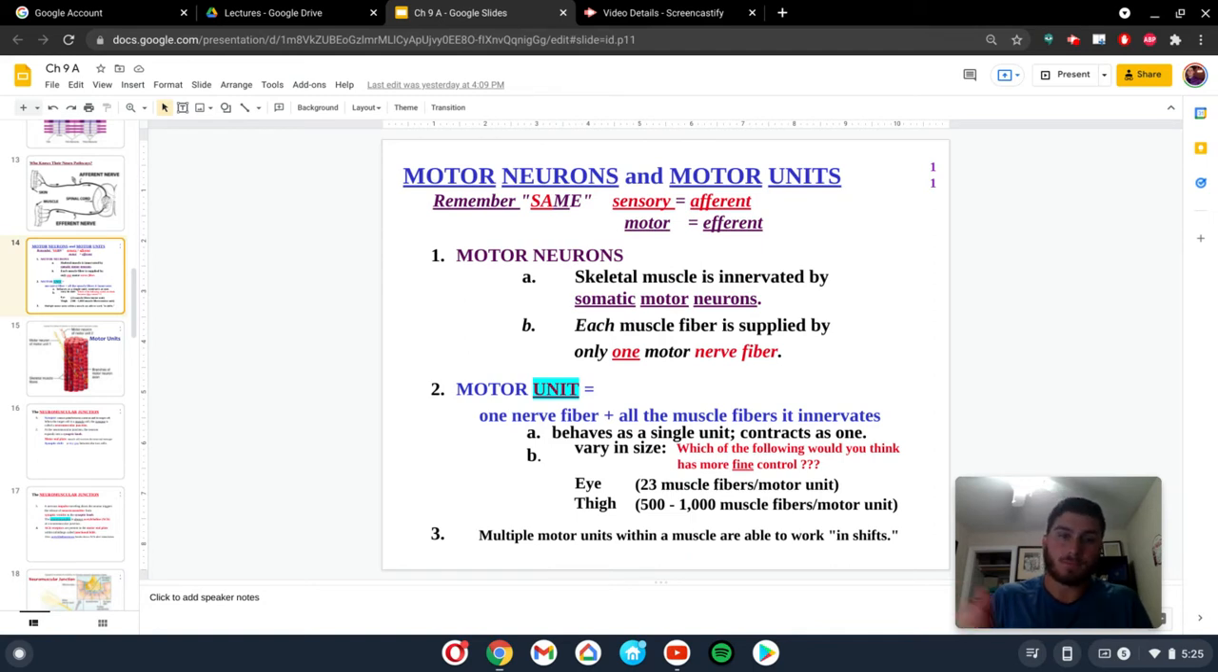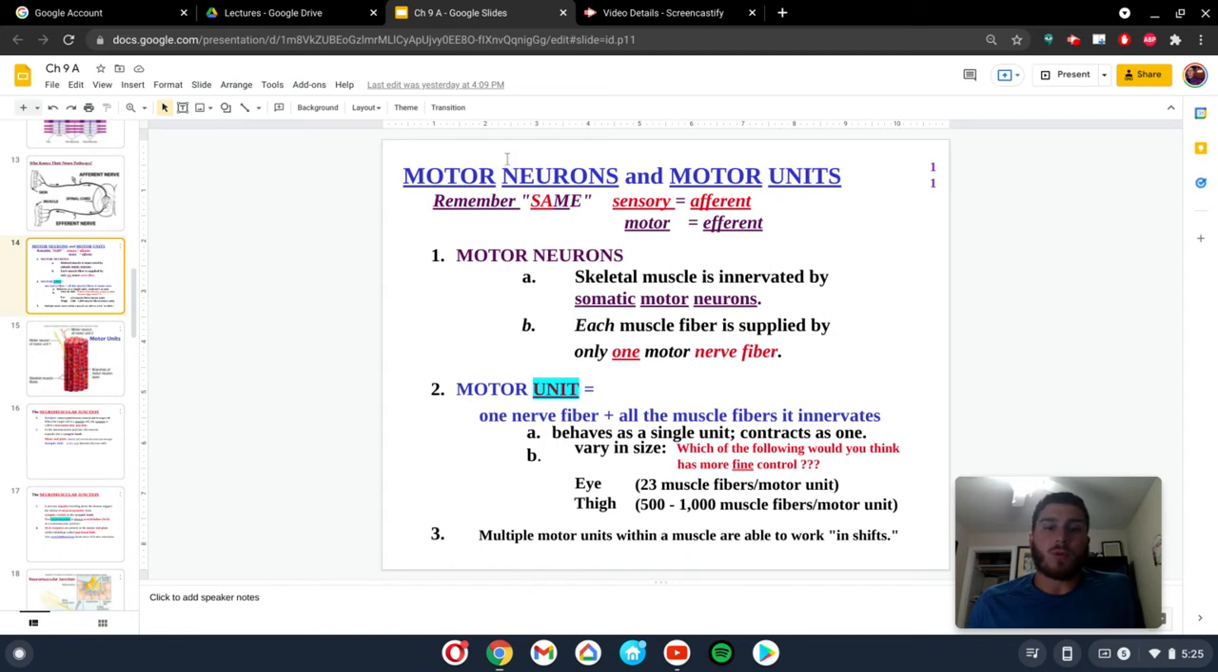So, that said, motor neurons. A motor neuron is exactly what it sounds like. Motor. Something's going on. There's movement. These are going to be the neurons found within the skeletal muscle that are going to activate the muscle and tell it to contract, and that's going to be very important. Not only that, but each muscle fiber is supplied with only one motor nerve fiber. So each muscle fiber is only going to have one neuron associated with it telling it what to do. It's not going to have multiple neurons, just one.